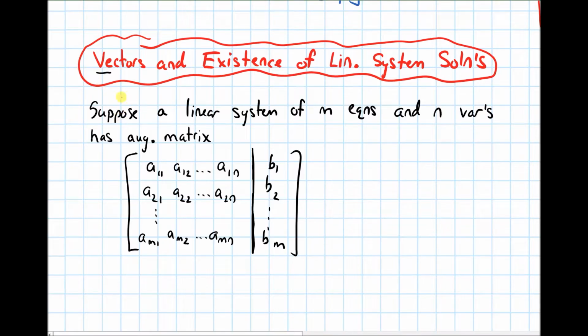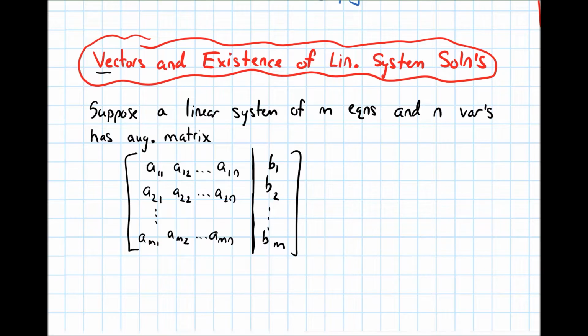Okay, so here's the context. First, let's suppose that we have a linear system with m equations and n variables. And this system has the following augmented matrix, which I've written out here below. Notice that this matrix has m rows, all the way down to a sub m comma 1, the first entry in that mth row. And there are n variables, because to the left of this augmented bar, there are n columns.